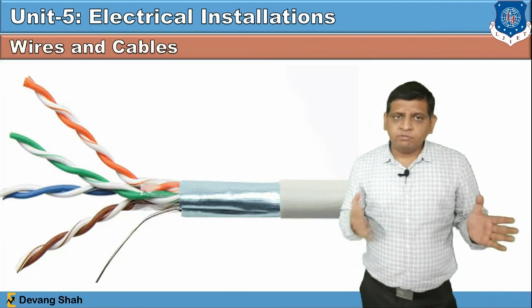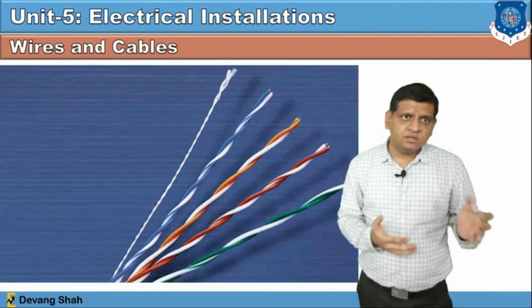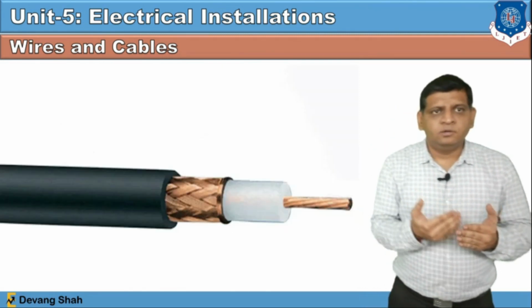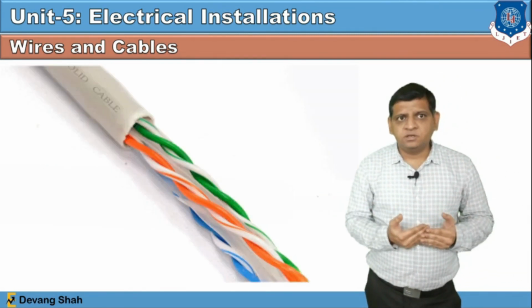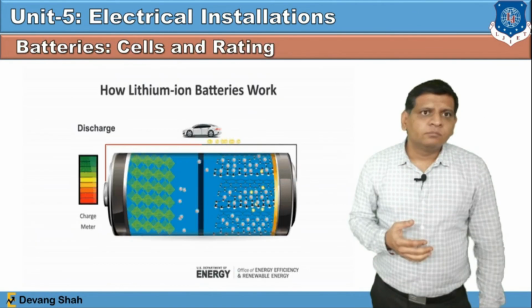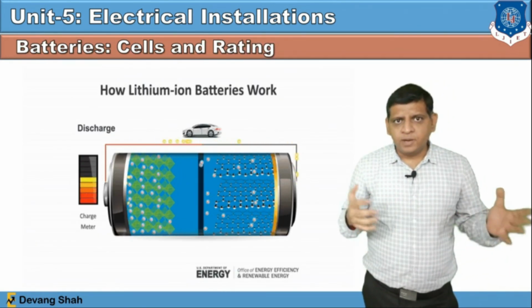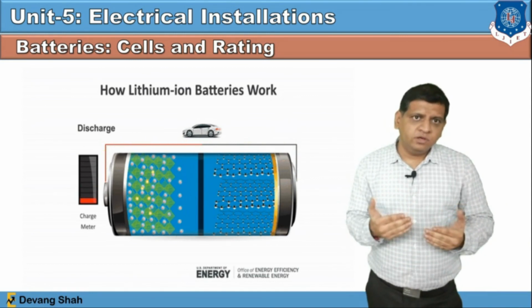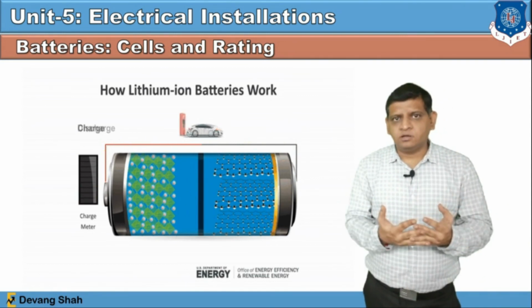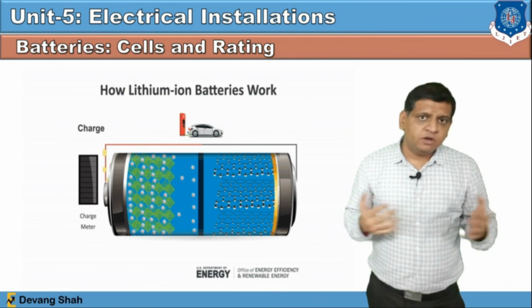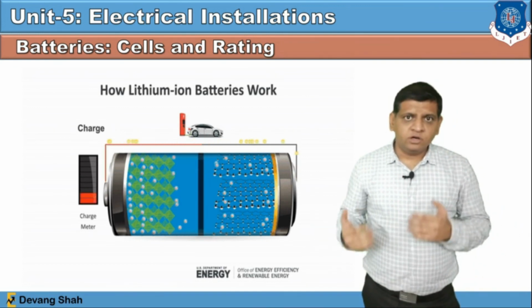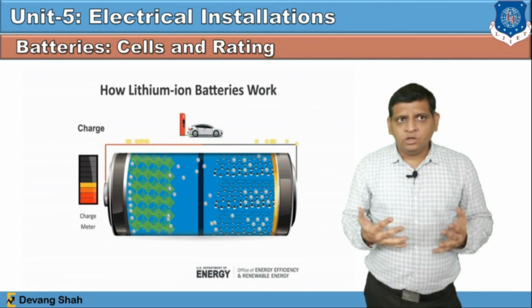Now there are different types of wires and cables we are going to understand. You can see a single core wire, or transmission wires here. And the last topic is related to the types of battery, the construction of battery. We need to understand how the lithium ion battery works, and what the different ratings of the battery are, like watt hour and ampere hour ratings.